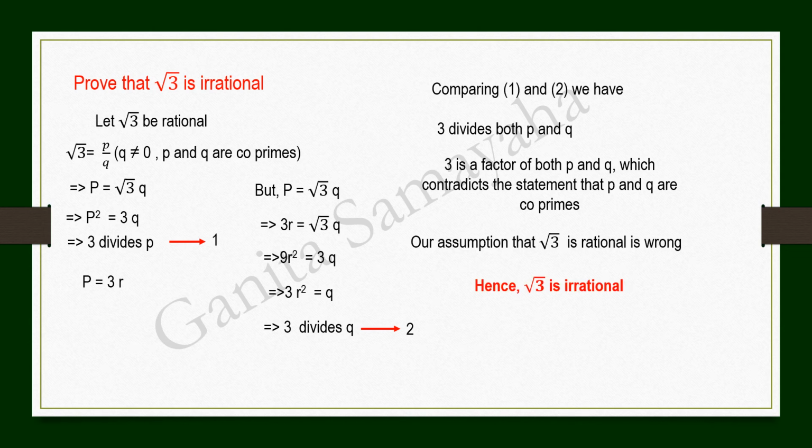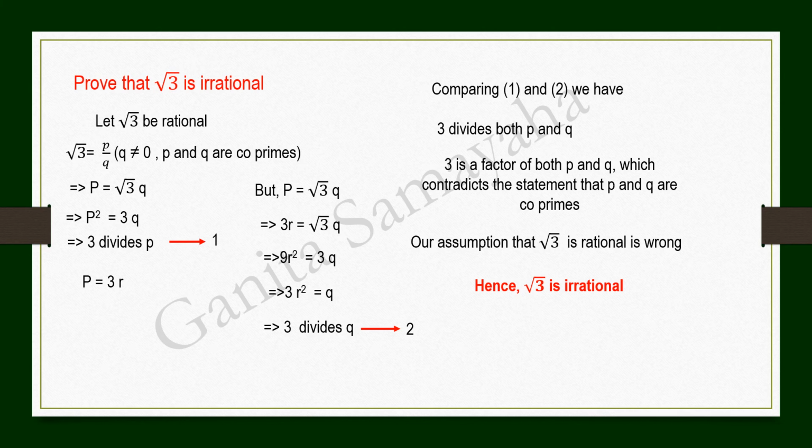So, root 3 is irrational. That's all. So, if you are asked to prove that root 5 is irrational, what will you do? You will do the same thing. You will consider root 5 to be rational. Root 5 can be written in the form p by q.